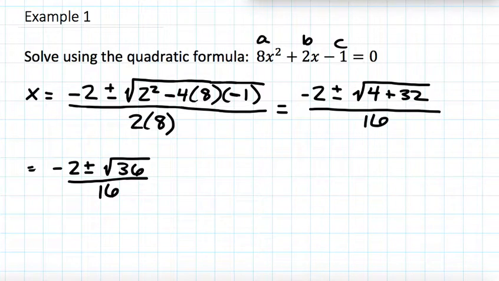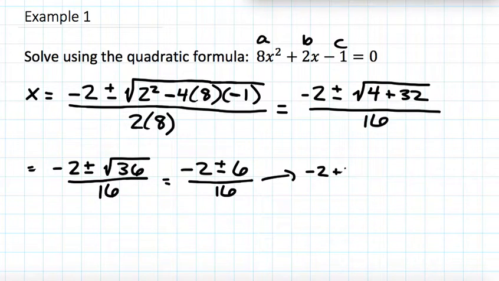So if you try to enter this into MyMathLab, even though all the work that we've done so far is correct, MyMathLab is going to mark it wrong because it's not fully simplified. So square root of 36 is 6. And from here, what I'm going to do is split this up so I get two answers. So I'm going to do one with the plus sign, negative 2 plus 6 over 16, and one with the minus sign, negative 2 minus 6 over 16.